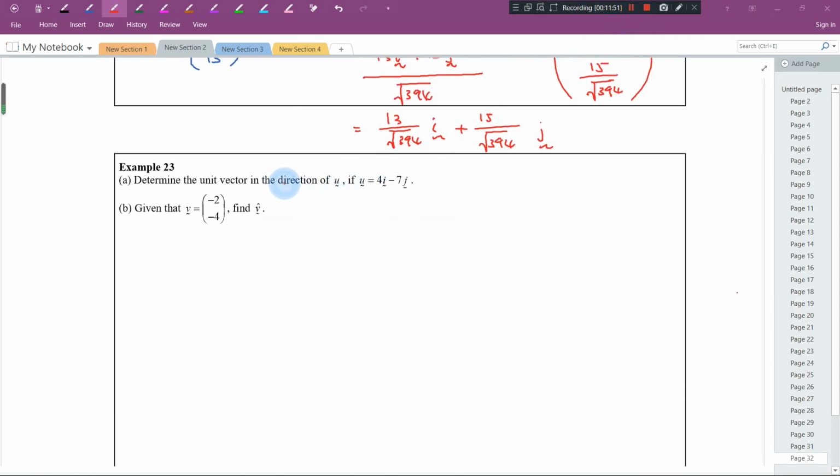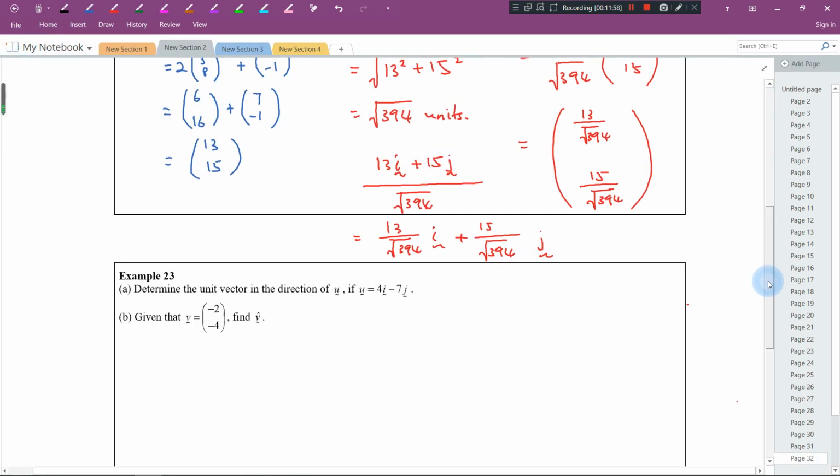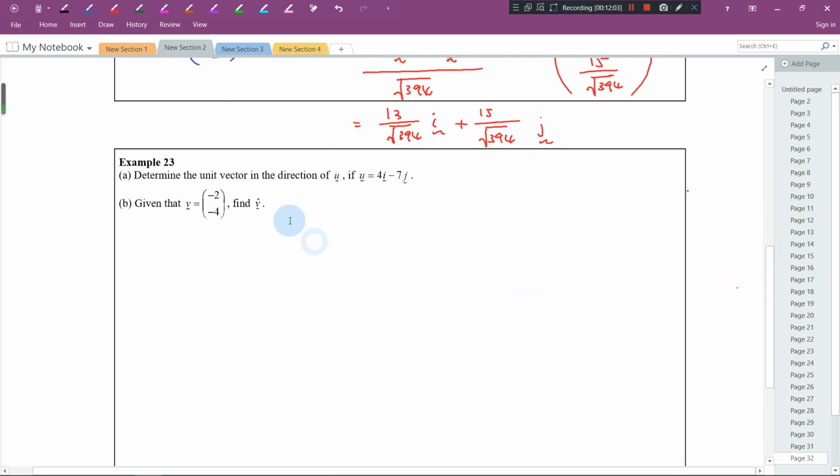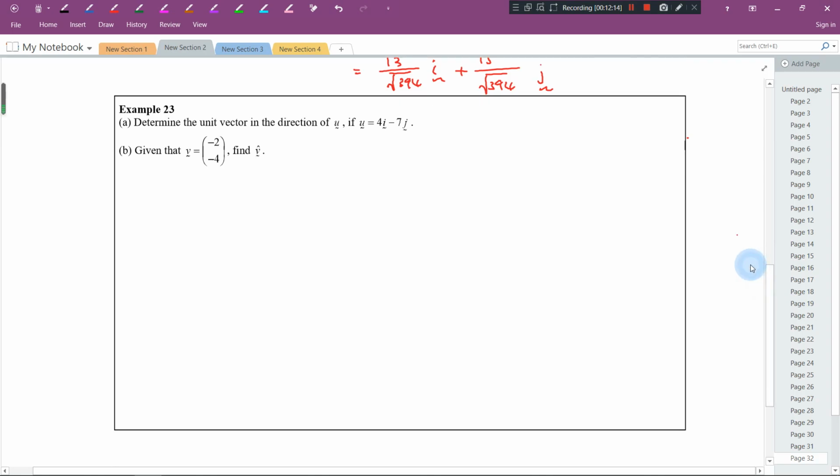For these two questions, you can try on your own. It's the same thing as what we did just now. This one, unit vectors. When you see a V with a cap on top, this means unit vector. You take the vector divided by the magnitude. Okay, so let's try other questions.